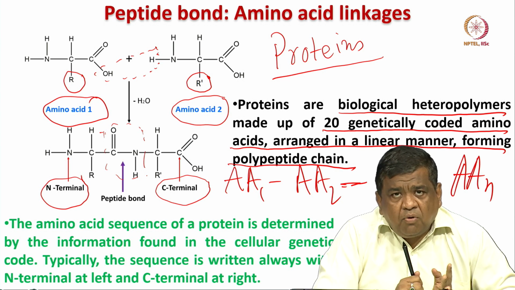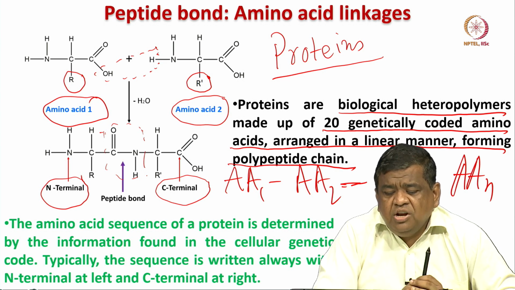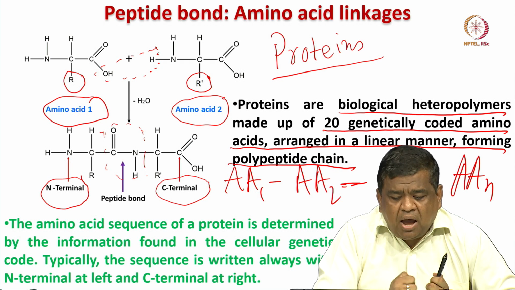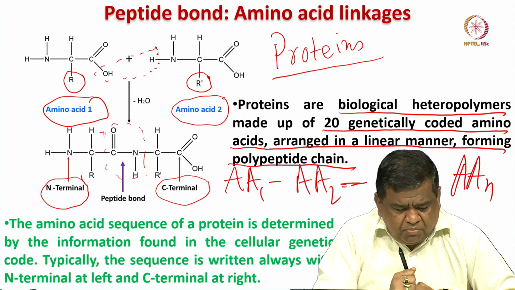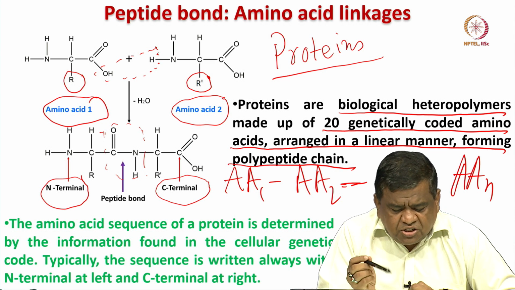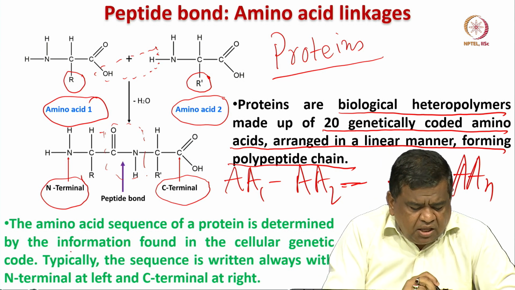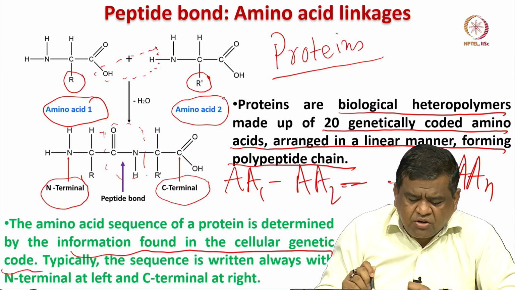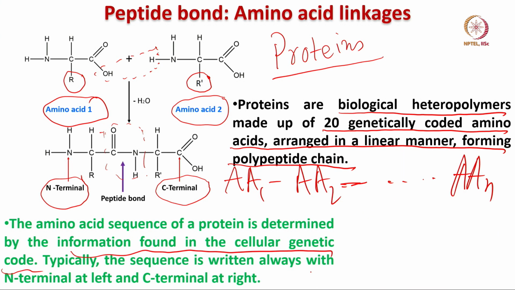So, it is a heteropolymer, it has 20 genetically coded amino acids which are arranged in a linear manner, making the polypeptide chain. The amino acid sequence of a protein is determined by the information found in the cellular genetic code, and typically the sequence is written always with N terminal on the left and C terminal on the right. So, this is the very basic introduction to the protein, right.